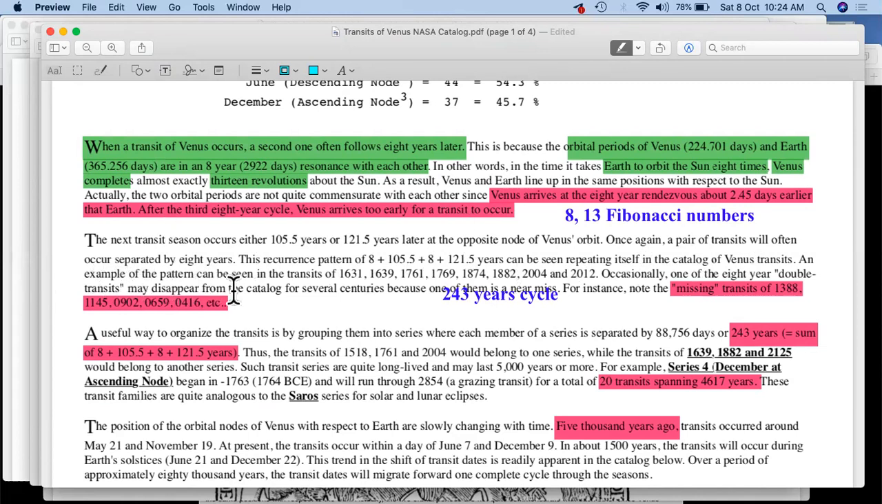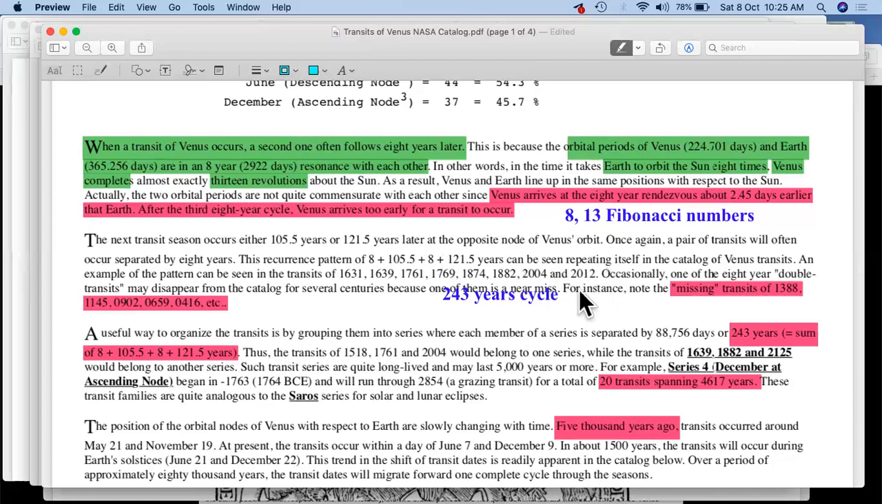An example of the pattern can be seen in the transits of 1631, 1639, 1761, 1769, 1874, 1882, 2004, and 2012, right? These have all been happening during the same time period between the years which have been given. If we do the mathematical calculation, you take the first year plus 8 years, you get this; then the next 8 years added, you get these dates; and then after 127 years, these dates are there.